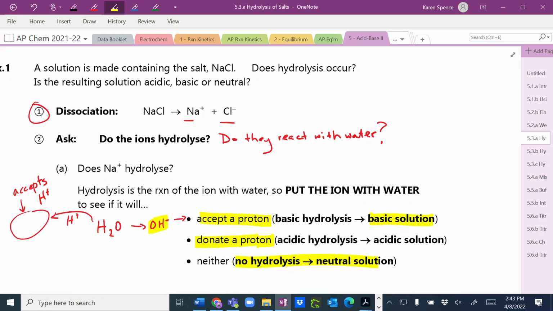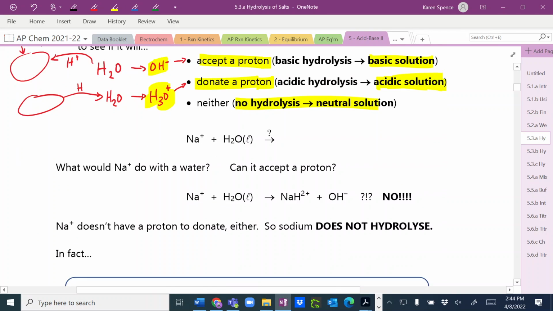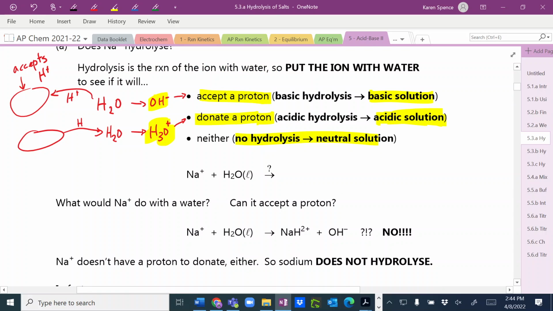If, on the other hand, our substance gives a proton to water, what will we end up with? Water will turn into hydronium, H3O plus, and that's acidic hydrolysis because we've made H3O plus, and so we have made an acidic solution. If we're not accepting or donating protons, then there is no hydronium or hydroxide in excess, and so there will be no hydrolysis, a neutral solution.